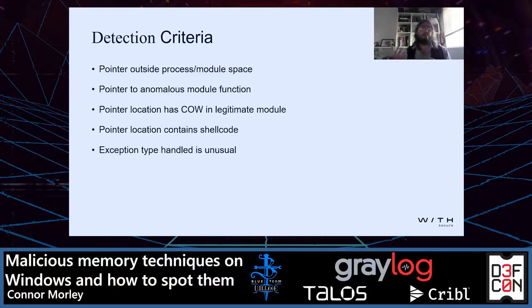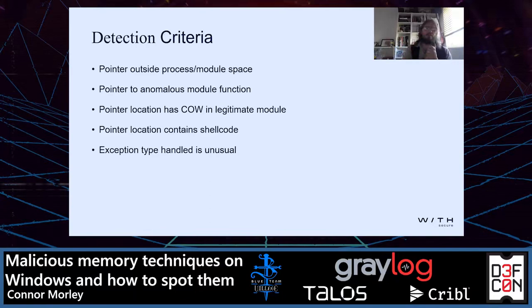So when it comes to detection criteria: pointers outside process and module space, i.e. virtual alloc just to anywhere for shellcode; pointer to anomalous module functions. So again, if there's a randomly named module and this VEH is pointing to it, pretty suspicious. Pointer location has COW in legitimate module. So this is to say copy on write, which is effectively a page modification in a shared library.